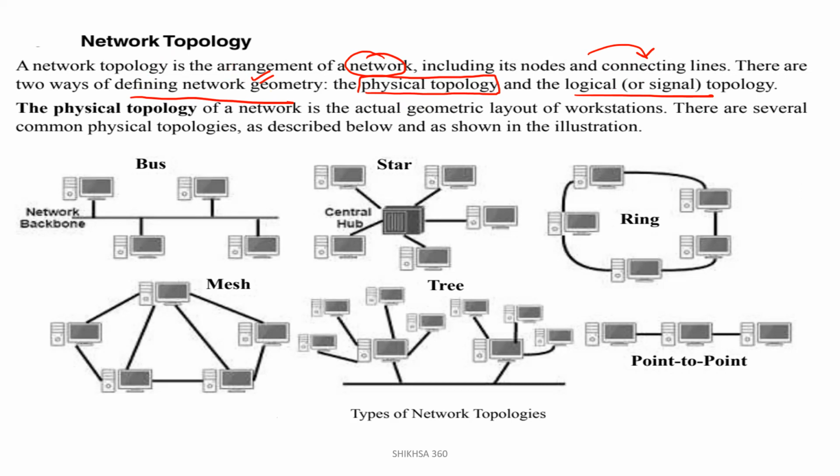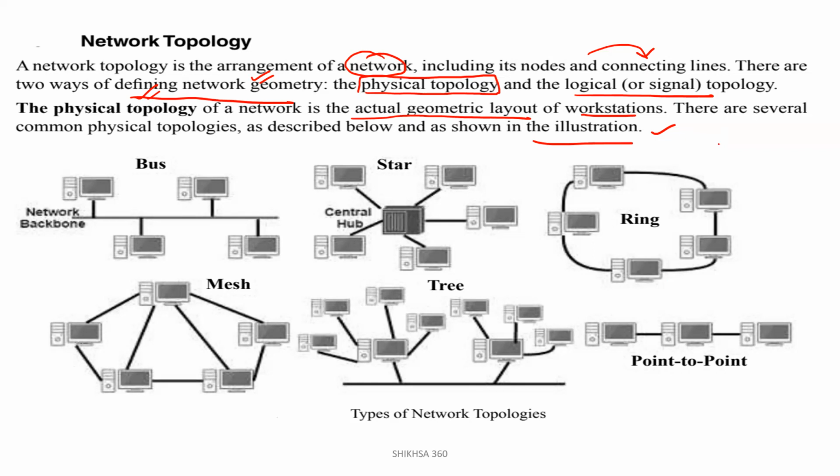What is the physical topology? The physical topology is the actual network, whatever the design or physical outlook, a similar type of network is to be there. The physical topology of a network is the actual geometric layout of the workstations. Clear? There are several common physical topologies as described below and as shown in the illustration.